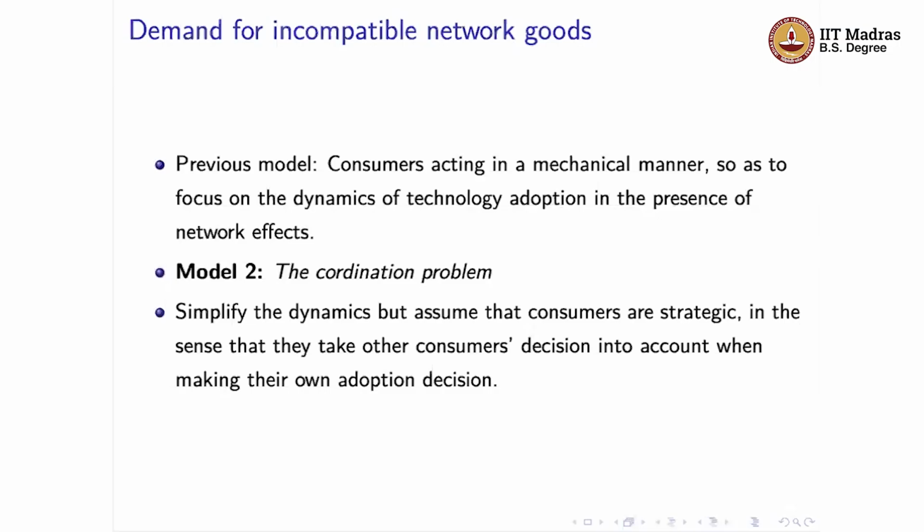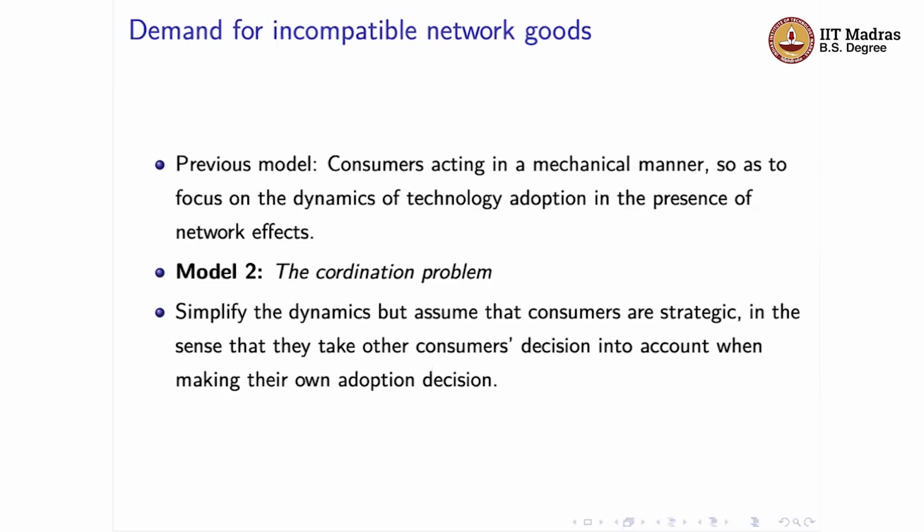Okay, so let us now look at another example which highlights another type of market failure that can happen in this competing market for incompatible network goods. Now, in the previous example, the main focus was in understanding the dynamics of technology adoption. And so what we had done is we had modeled the consumers as simply as possible, right? So we had the consumers acting in a very mechanical way.